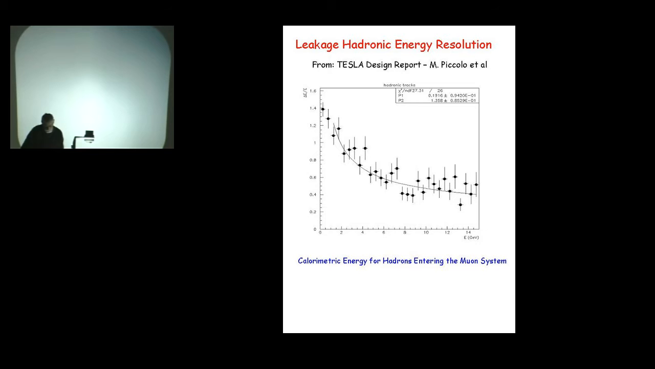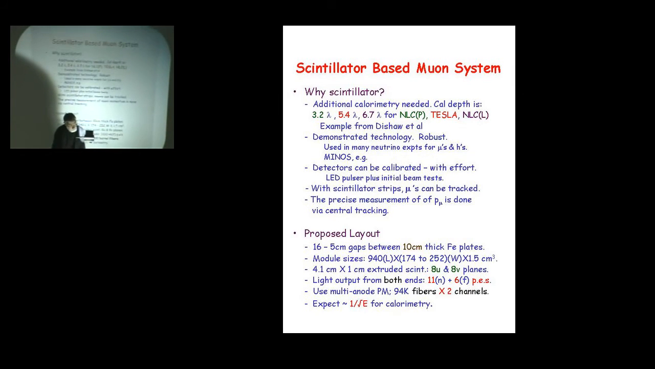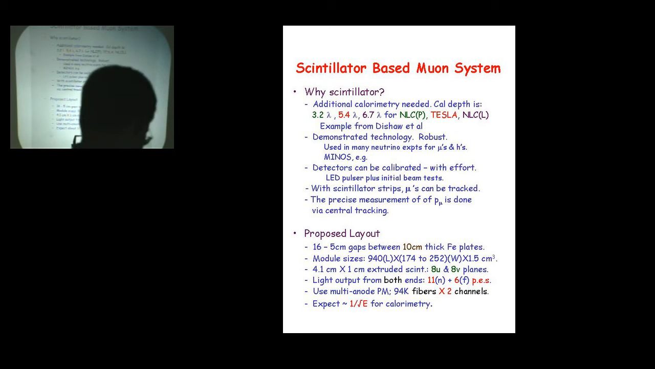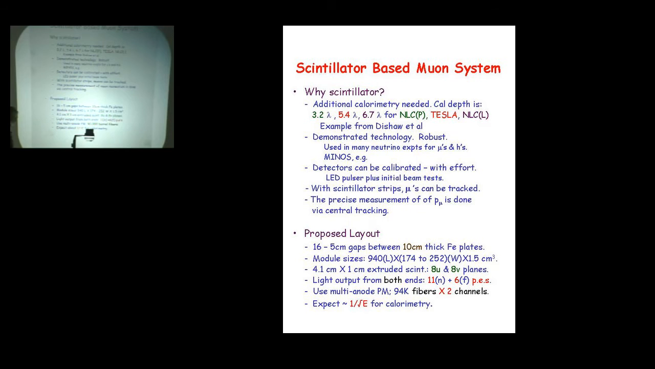Now, so the scintillator-based system, why would you want that? You might think that you need additional calorimetry because the calorimeters are in fact not all that thick. Now, Ray has just talked about this a little bit, and I'm not going to contradict him, but for example, the Tesla calorimeter is about 5.4 lambda thick. The large NLC detector is about 6.7 lambda thick.